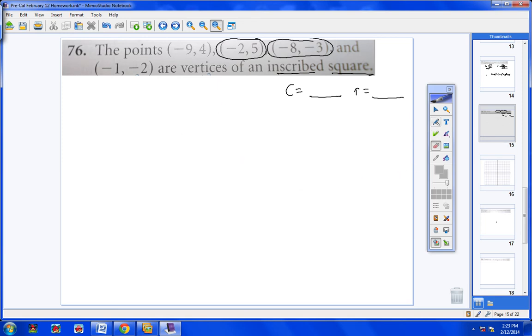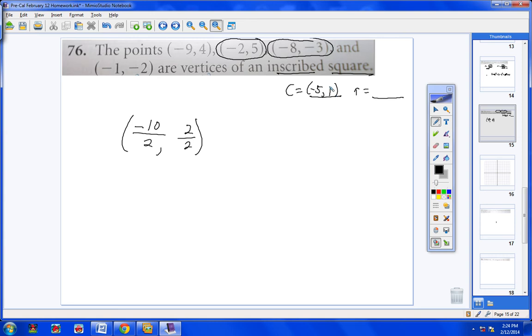Okay, first of all, let's find the center of the circle. So let's find the midpoint between those 2 points. So the midpoint would be x plus x. That would be -8, -2 plus -8. That's -10 over 10, comma. And then find the midpoint for the y's. We would have 5 plus -3. That's 2 over 2. So the center would be -5, comma 1.